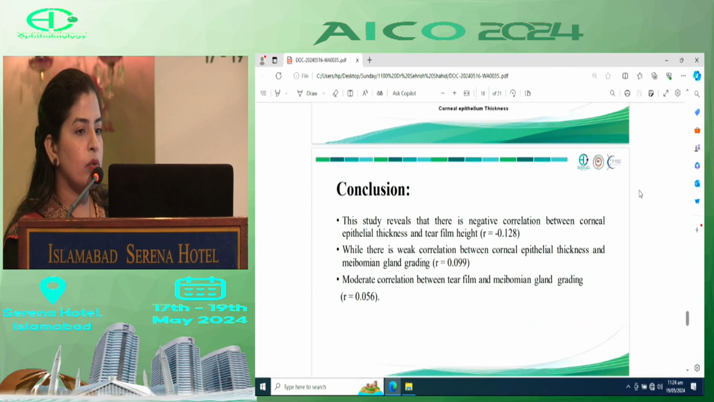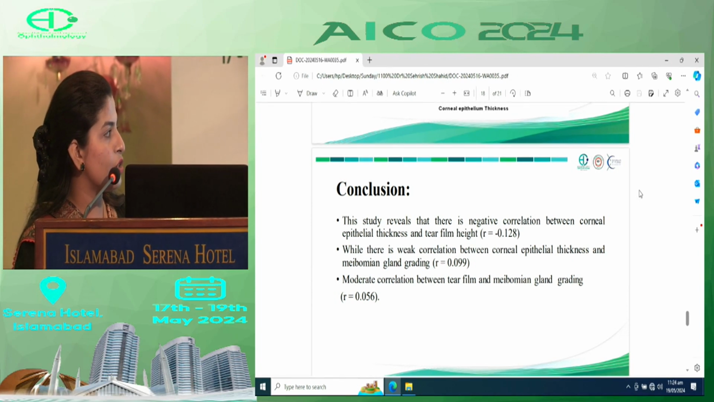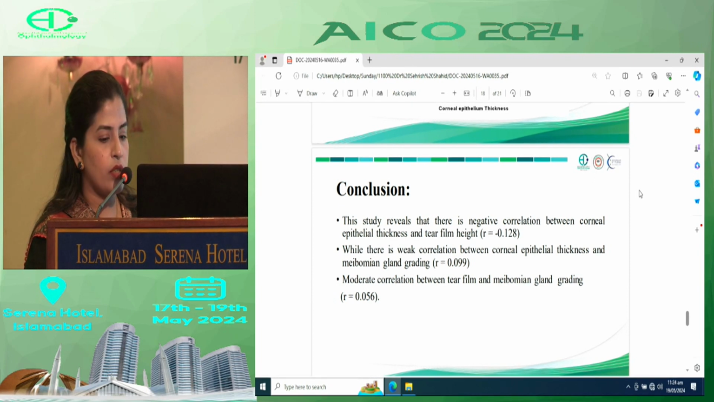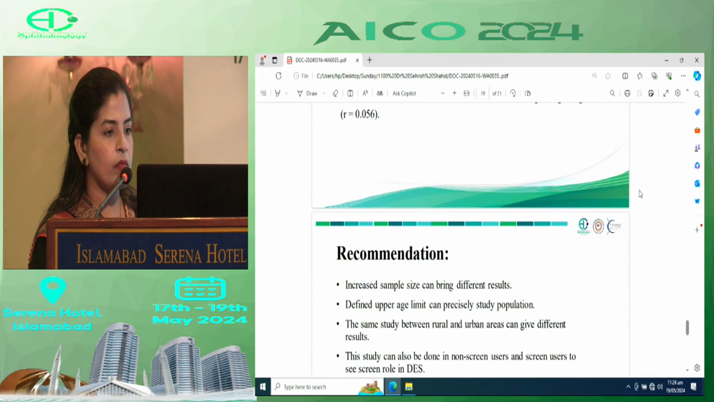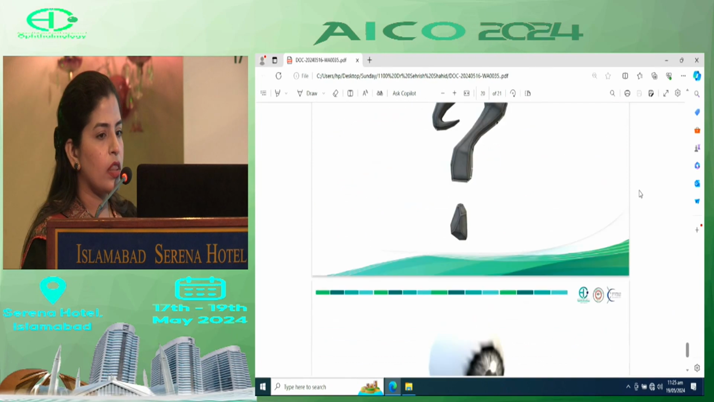Here is the conclusion: the first two parameters were having negative correlation, the second two parameters were having weak correlation, and the last two parameters were having no correlation. The recommendation is that if we increase the sample size, or do the same study in rural and urban areas, or between screen users and non-screen users, it can bring different results. Thank you so much.